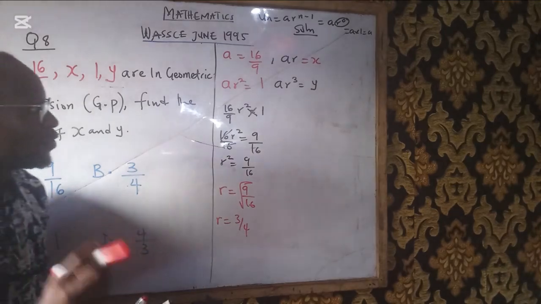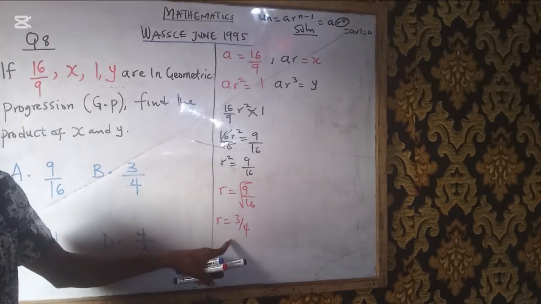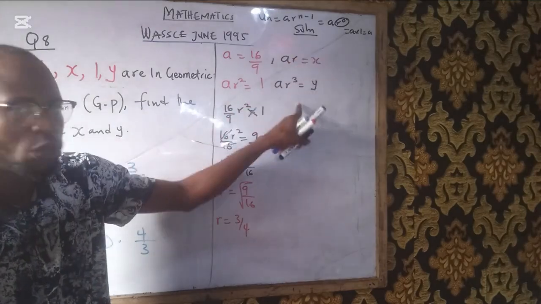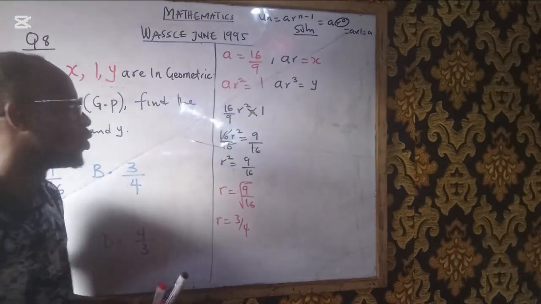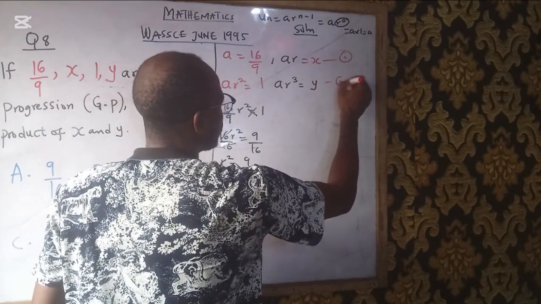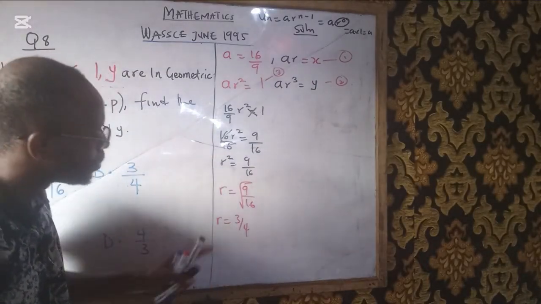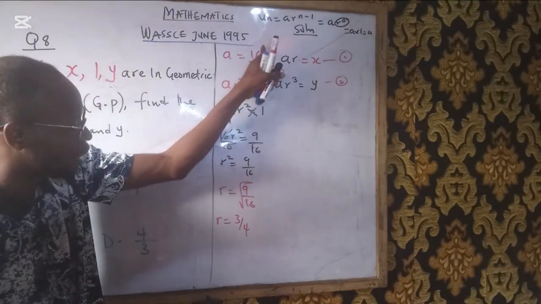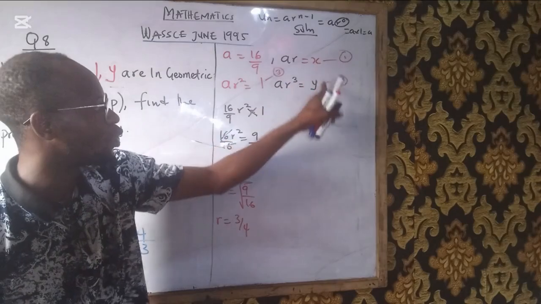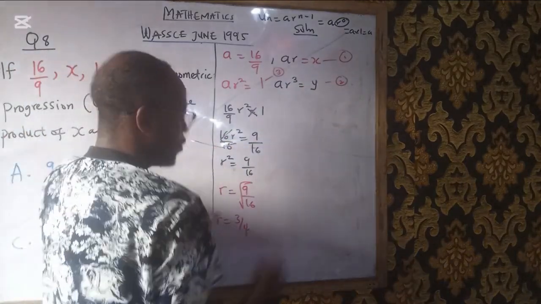Now, please be careful of something. Since I've gotten R to be 3 over 4, I can replace both A and R into these two equations here. Okay? So let me just label them. Let me call this equation 1, equation 2, and let me call it equation 3. You understand? So if I replace both A equals 16 over 9 and R equals 3 over 4 respectively in these two equations to get the value of x and y. So let's do that.